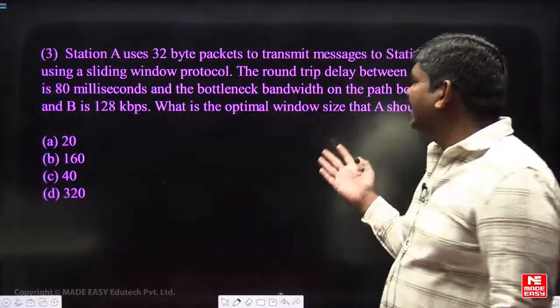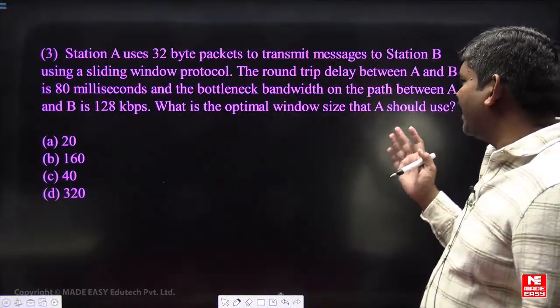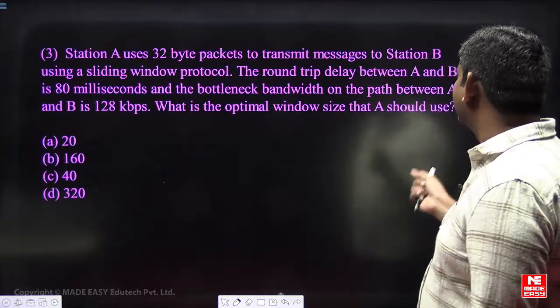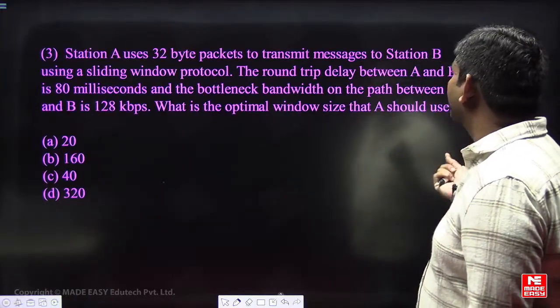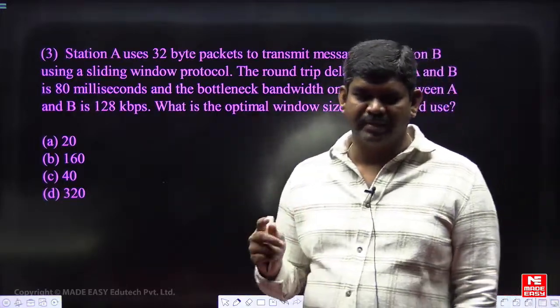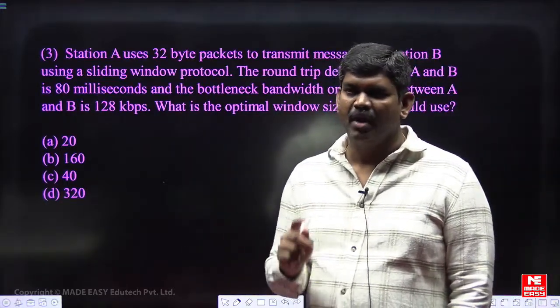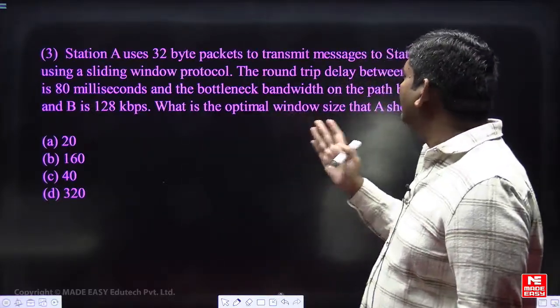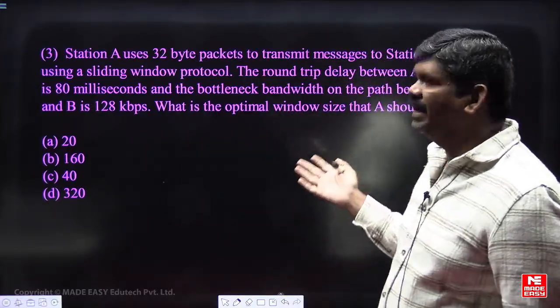So they are just telling that station A uses a packet size of 32 bytes to transmit messages to station B. So basically the idea is, even if you transmit a message, it should be divided into packets, where each packet size they have given a generic number like 32 bytes, using a sliding window protocol.